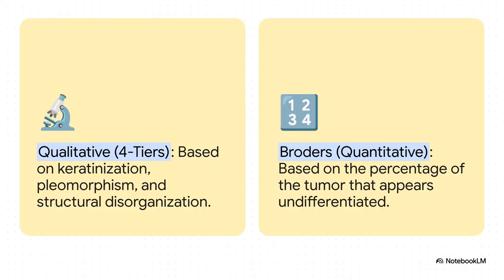When it comes to grading, the protocol talks about two main systems. The first is qualitative. You're looking at features like keratinization and how ugly the cells are. The other, the Broder's system, is quantitative. You're literally estimating the percentage of the tumor that's undifferentiated. At the end of the day, they're both trying to do the same thing. Find those nasty, poorly differentiated, high-risk tumors that need to be treated more aggressively.